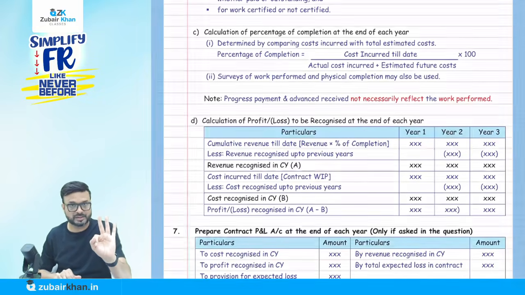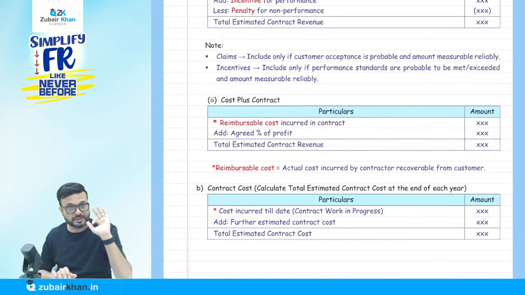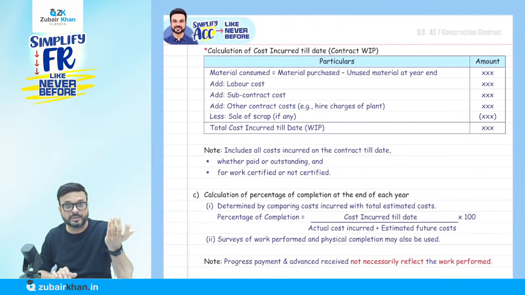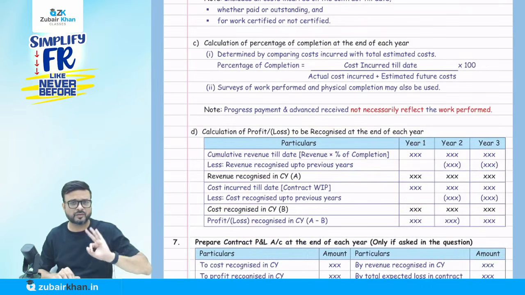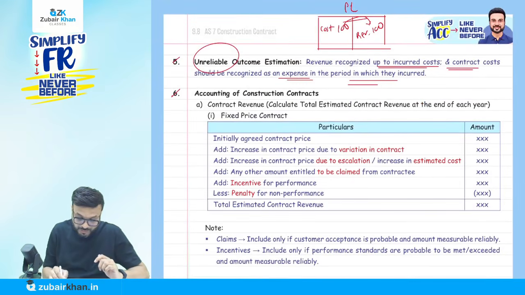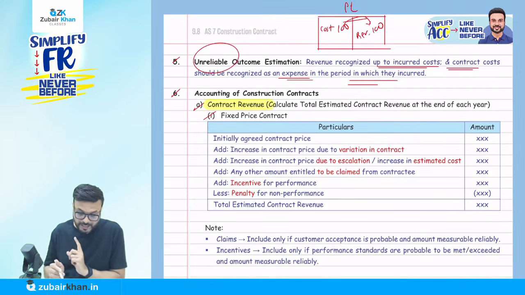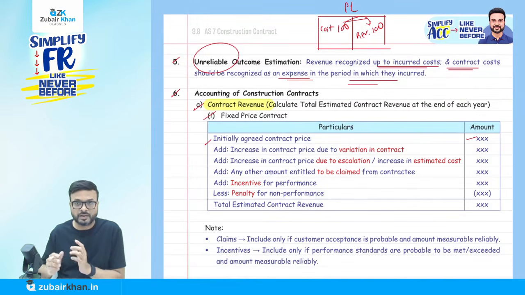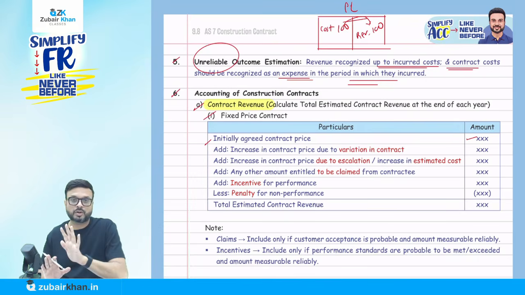So these are the 4 steps we have to follow. How much is the total revenue, how much is the total cost, how much work has been completed that year, and then how to recognize the profit in the books of accounts. These are the 4 steps, you just have to listen to me carefully. First, when we are talking about revenue, for the fixed price contract, it says the initially agreed contract price, whatever is initially decided between the contractor and the contractee. Suppose they decided 100 crore. So that is the amount of revenue.